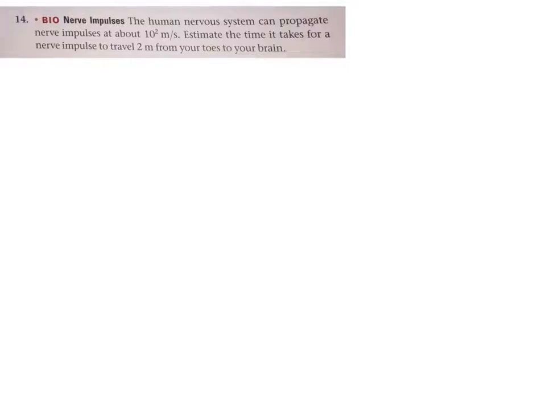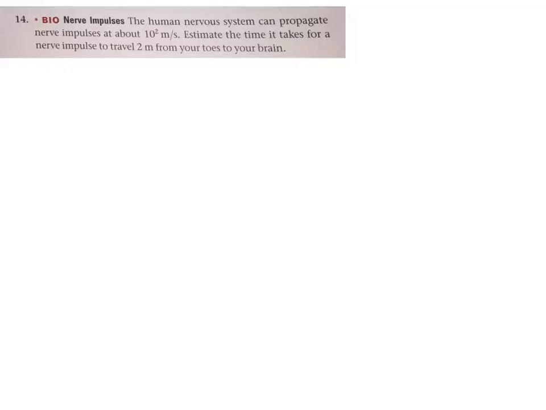Chapter 2, Number 14. The human nervous system can propagate nervous impulses at about 10 squared meters per second. Estimate the time it takes for a nerve impulse to travel 2 meters from your toes to your brain. We'll assume 2 meters is a little bit tall for a person, but then it's probably kind of winding its way. We'll also have to compute basically the average speed, which is about 10 squared, which makes sense.